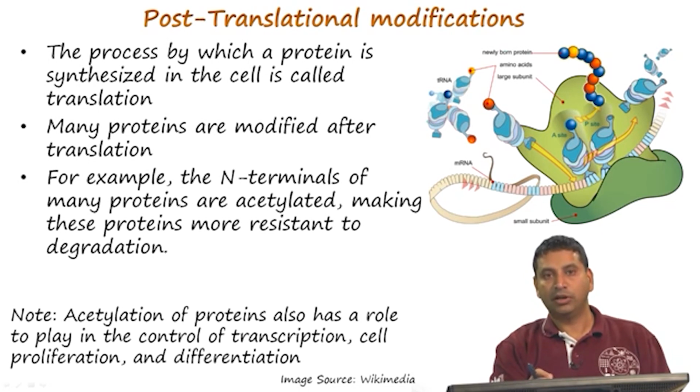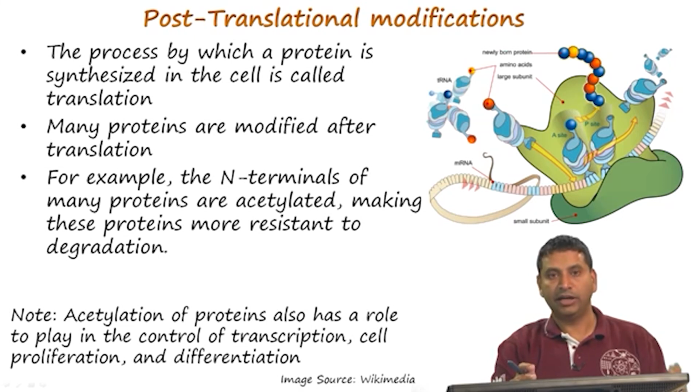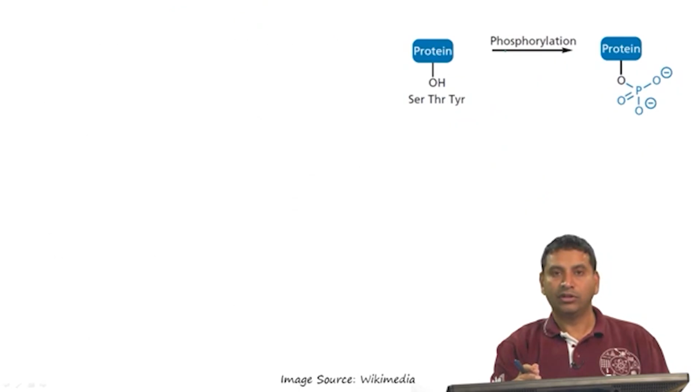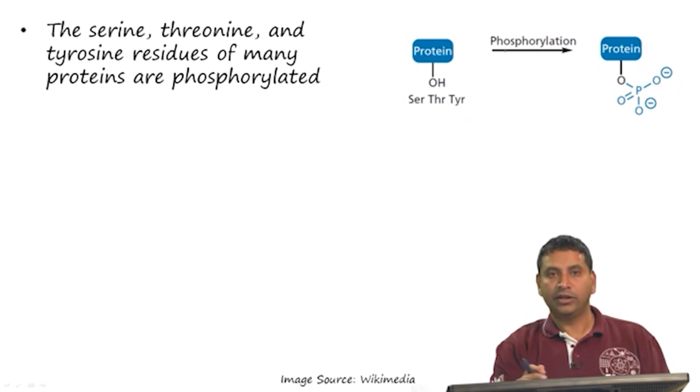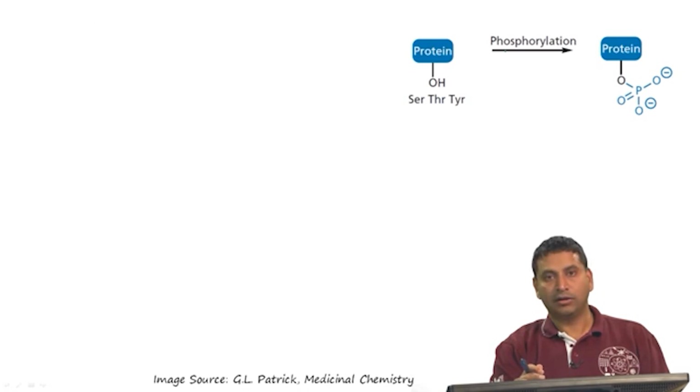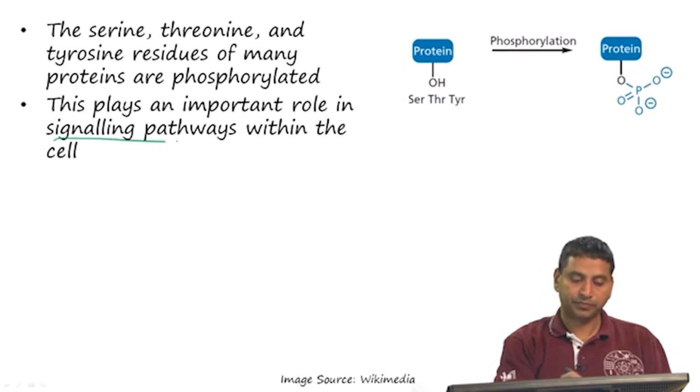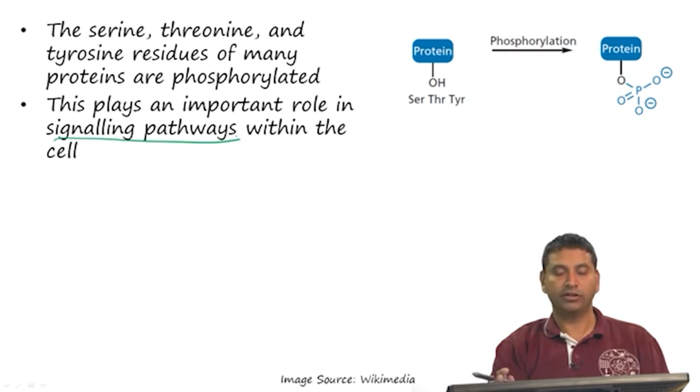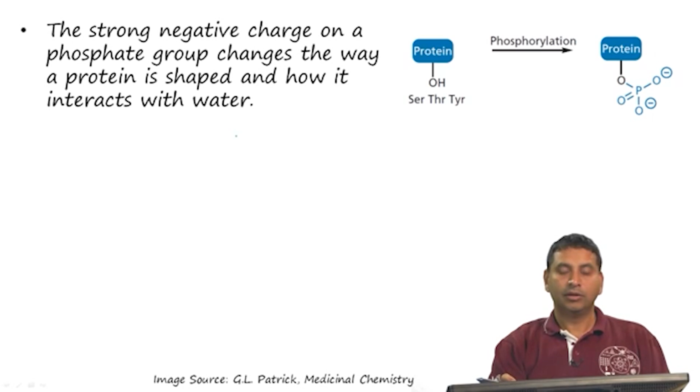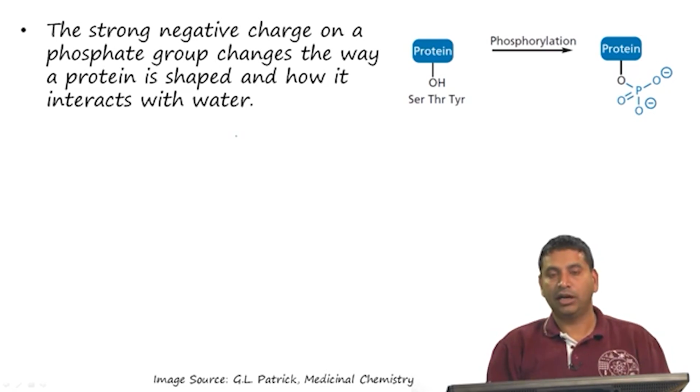Okay. So, for example, N termini of many proteins are acetylated, making these proteins more resistant to degradation. And we will also look later at how acetylation of proteins has a major role to play in the control of transcription. Okay. Now, once we do phosphorylation, the serine, threonine or tyrosine residues can be a part of many signaling pathways, and therefore, it is a very important post-translational modification. But now, because of the strong negative charge on the phosphate group, this completely changes the way in which the protein is shaped and how it interacts with water.